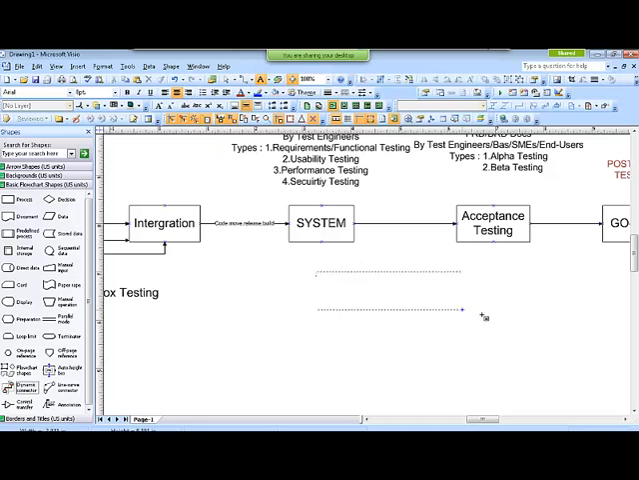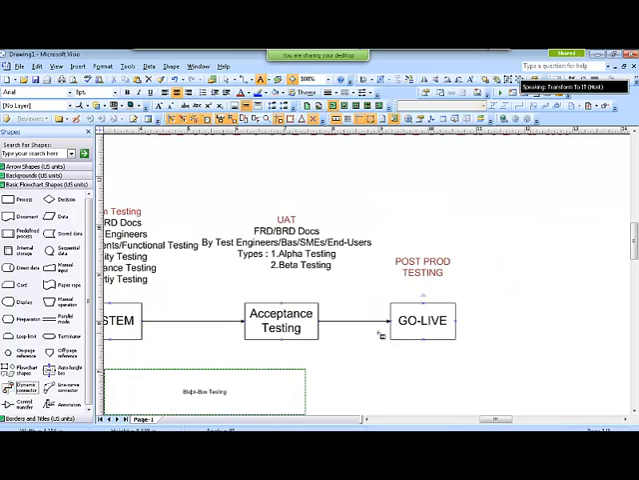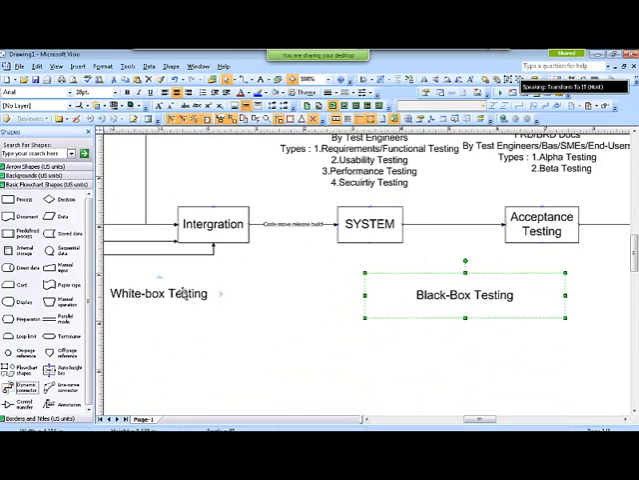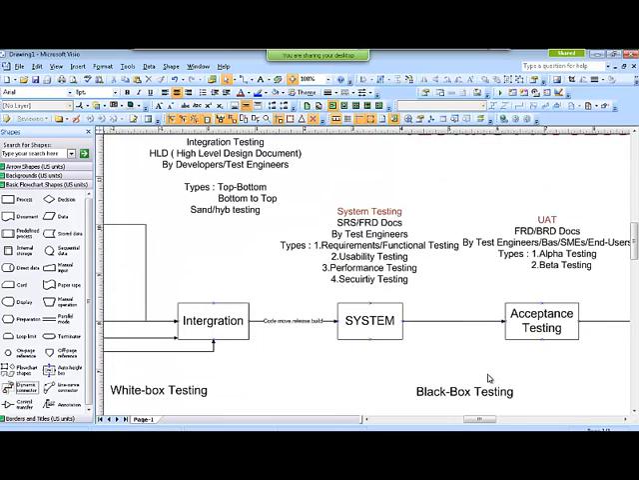Guys, clear or not? This is black box testing. People use different terminologies, for that reason I'm just trying to explain. It's a technique. So white box testing goes for unit and integration, and black box goes for system and acceptance. Is everyone clear?